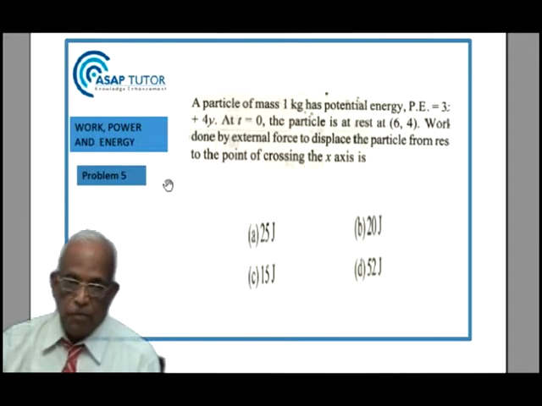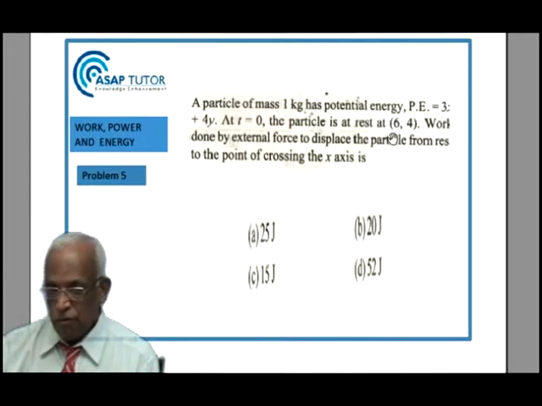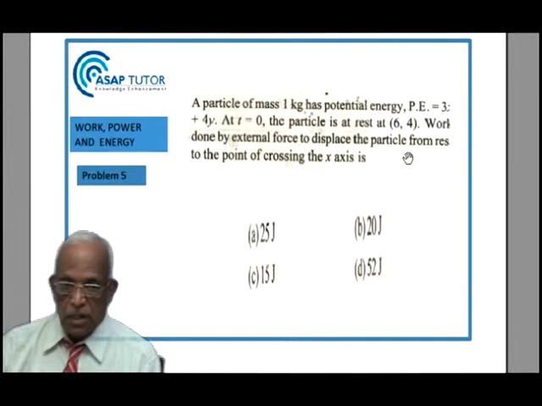Let's go to problem number 5. A particle of mass 1 kg has a potential energy Pe equal to 3x plus 4y. At t equal to 0, the particle is at rest at the coordinate point 6,4. Work done by external force to displace the particle from rest to the point of crossing the x-axis is what is asked. Understand the xy coordinates, and these are the four answers.